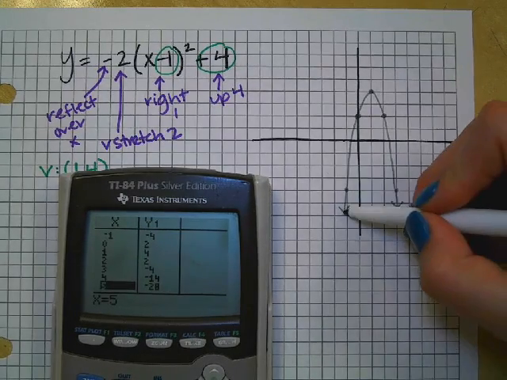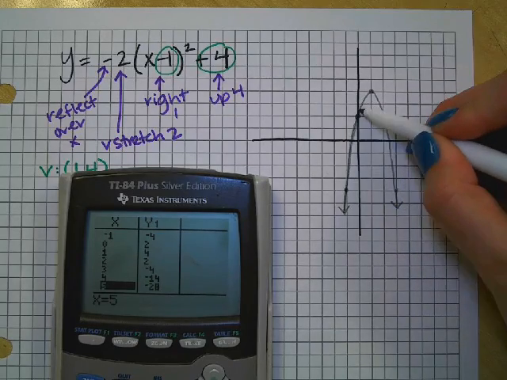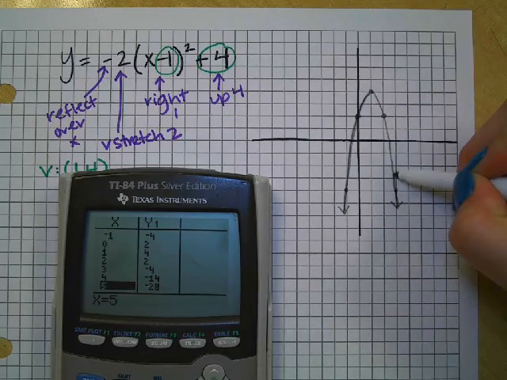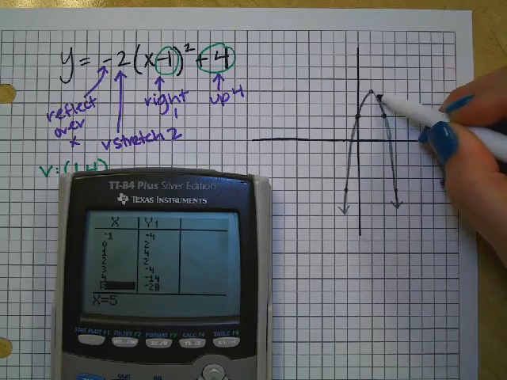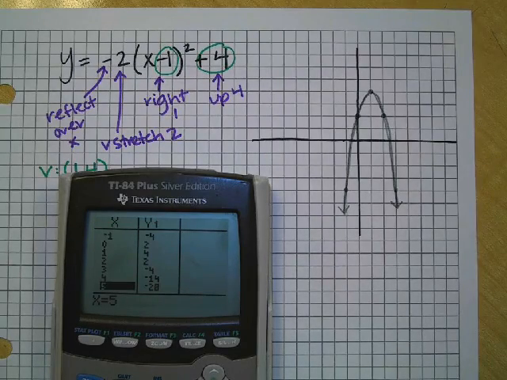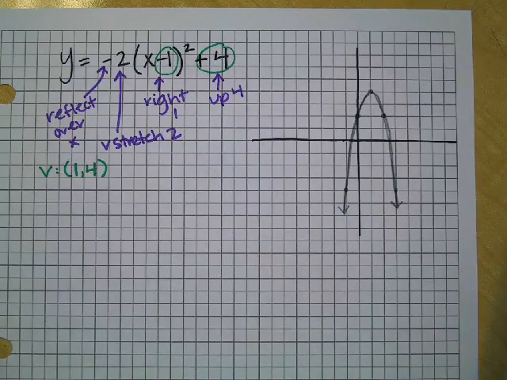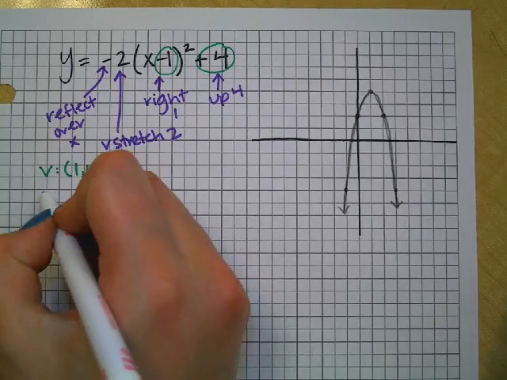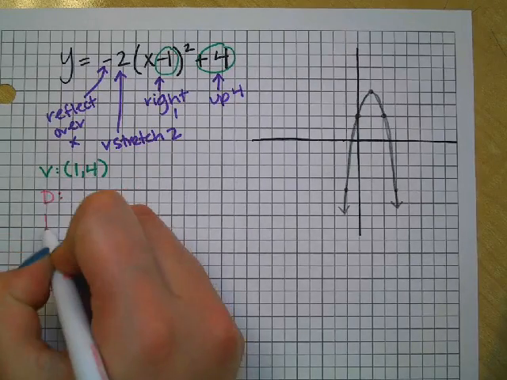All right, what are some things that I always ask you to find? Domain and range. So make sure it's a U, not a V. That looks like a V to me. There we go, perfect. All right, domain and range.